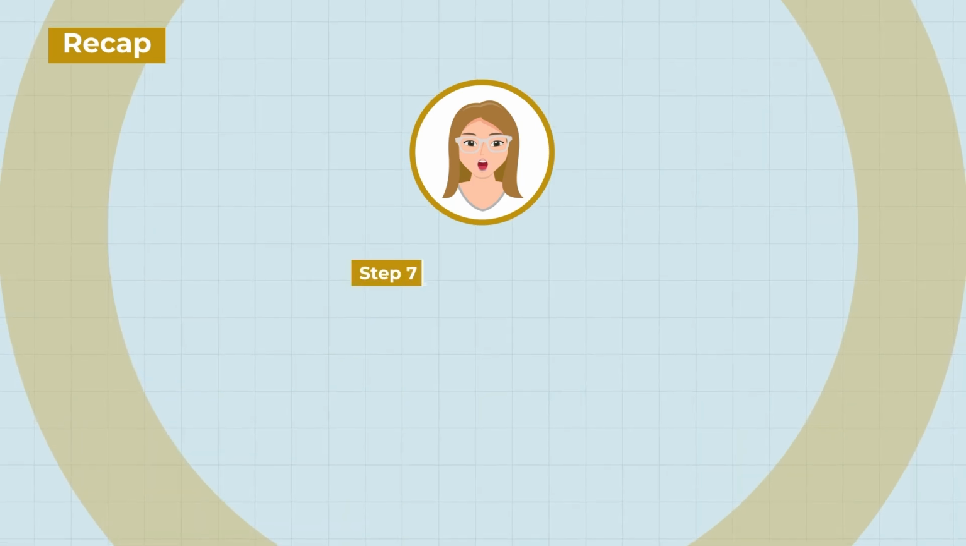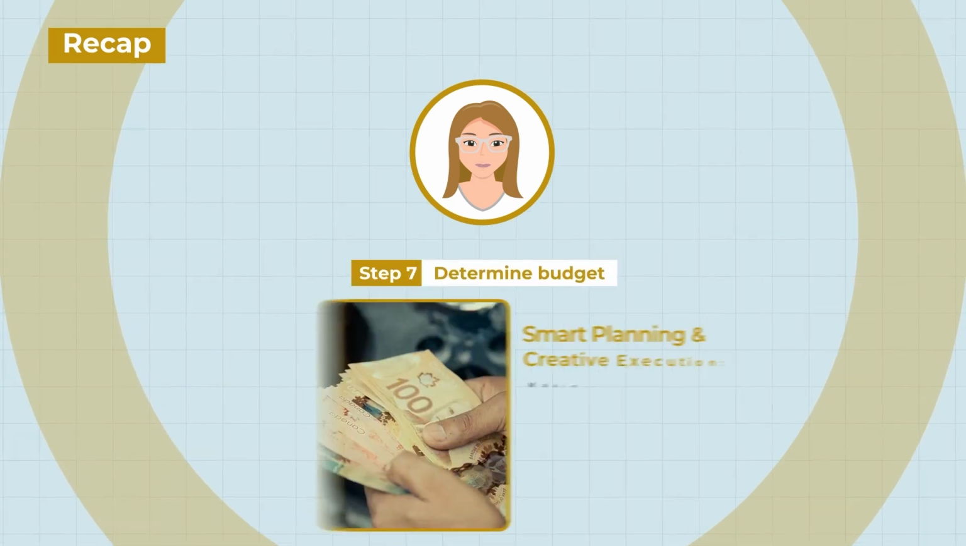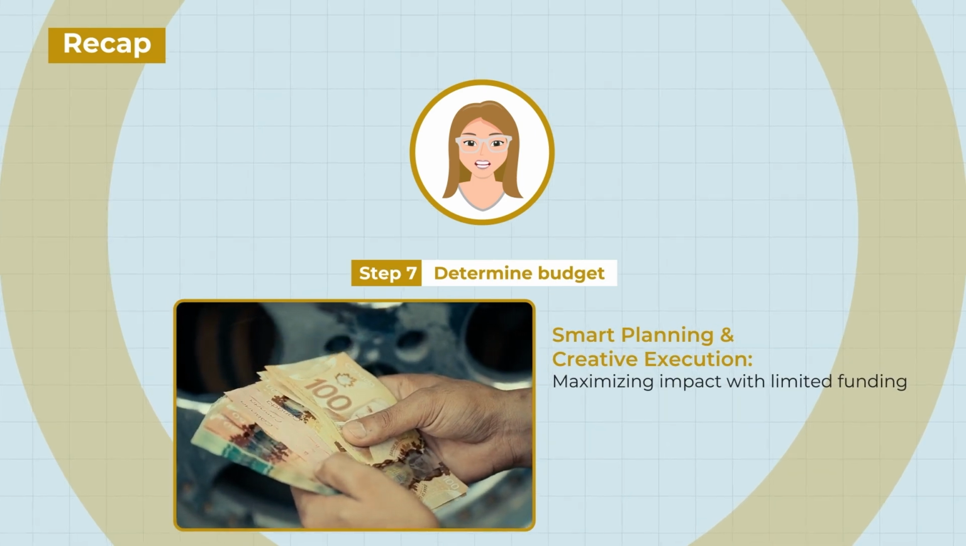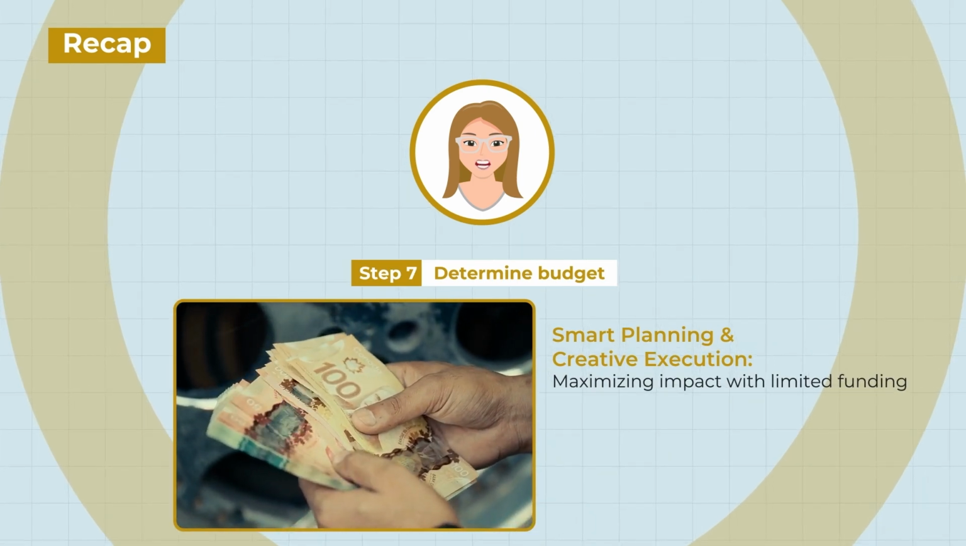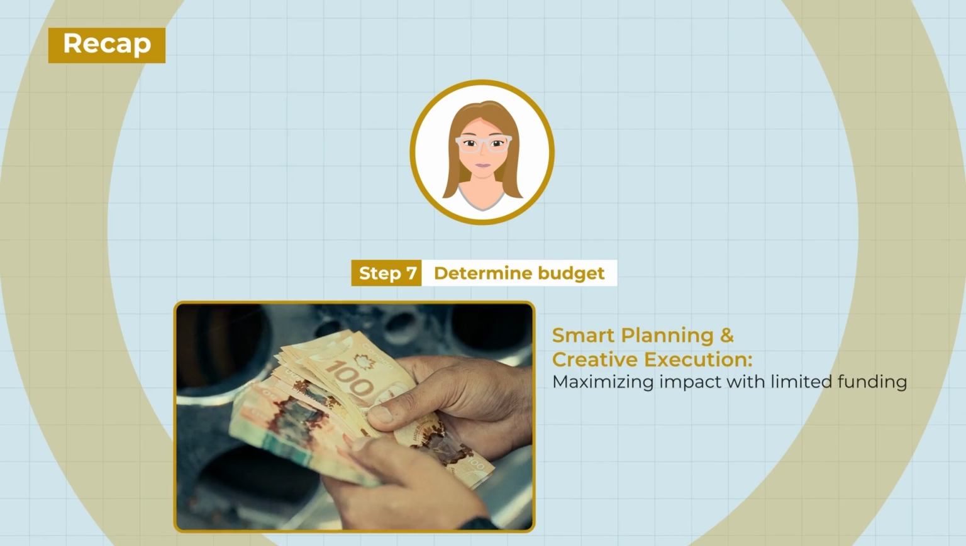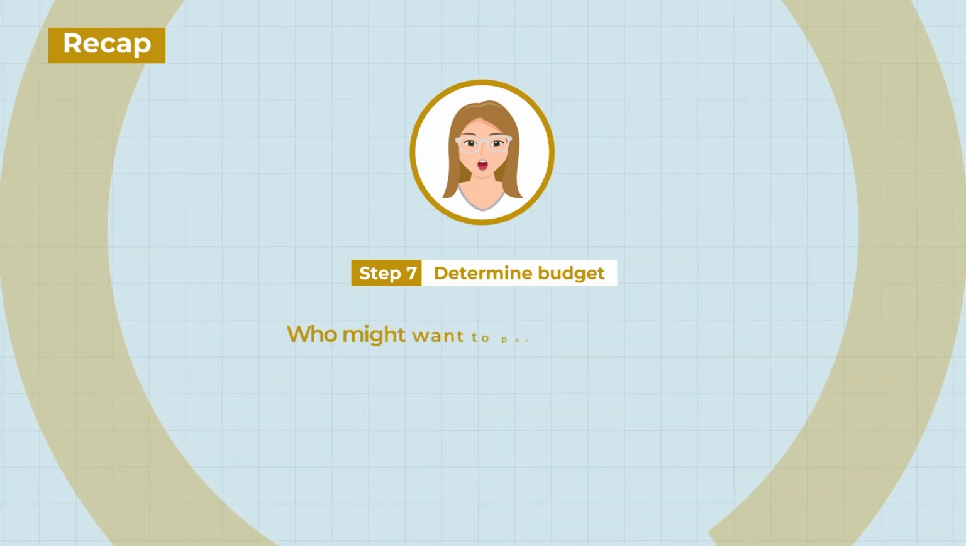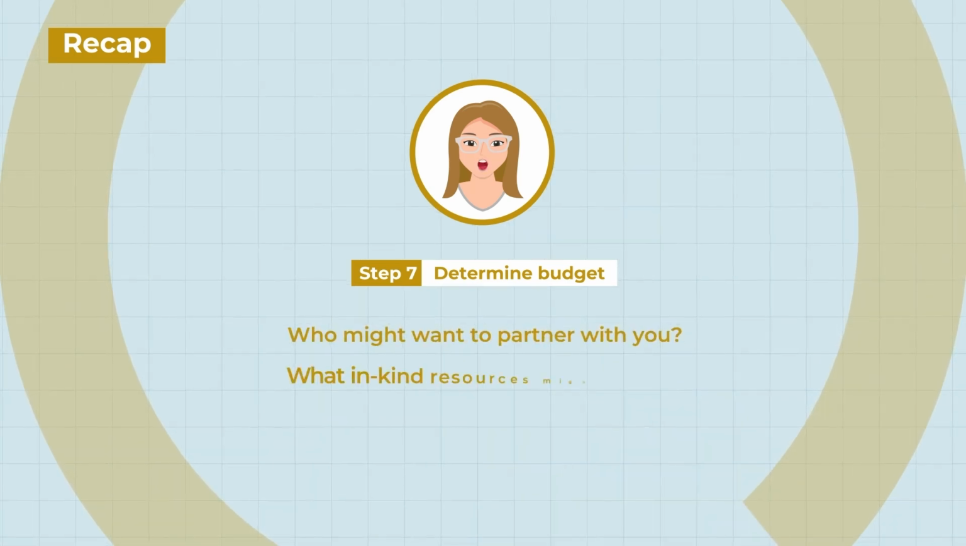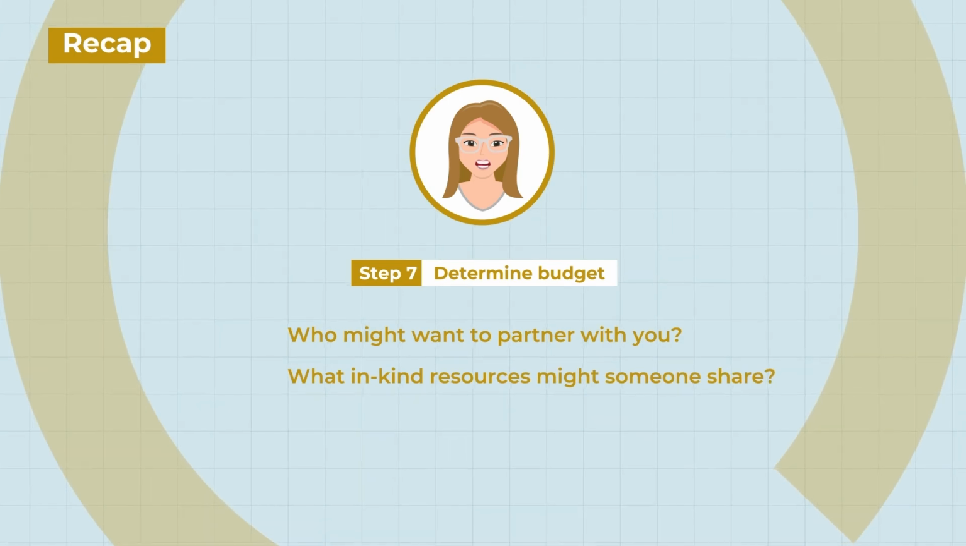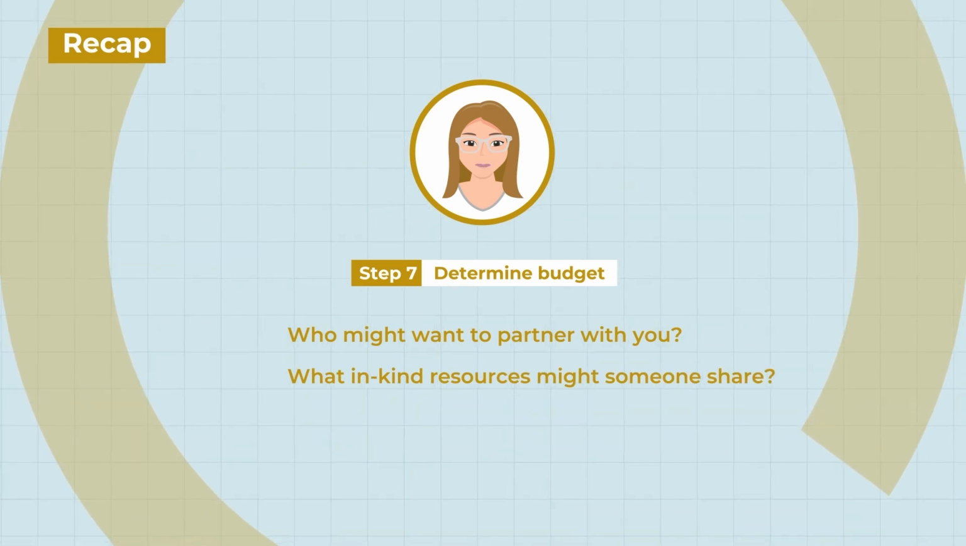In step 7, we talked about the dreaded budget. We know it never feels like there is enough funding, but smart planning and creative execution can go a long way. Don't be afraid to get creative. Who might want to partner with you? What in-kind resources might someone share? You won't know if you don't ask.